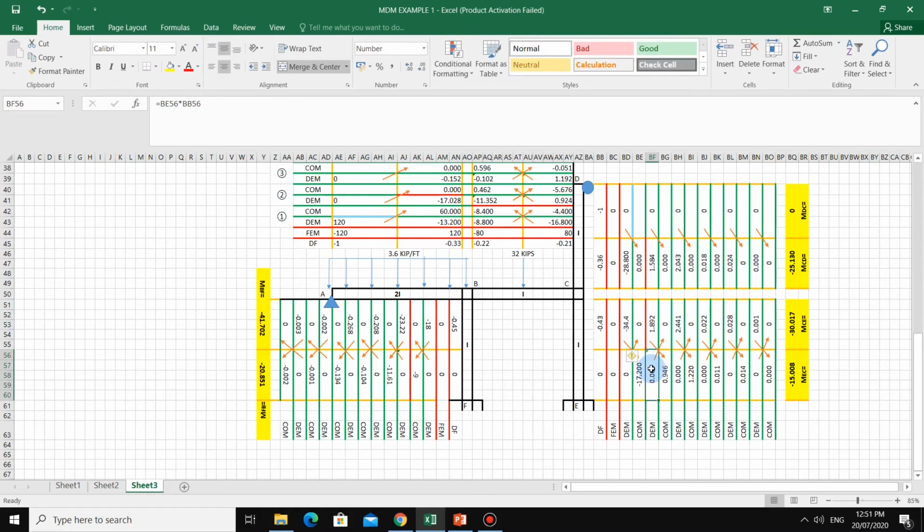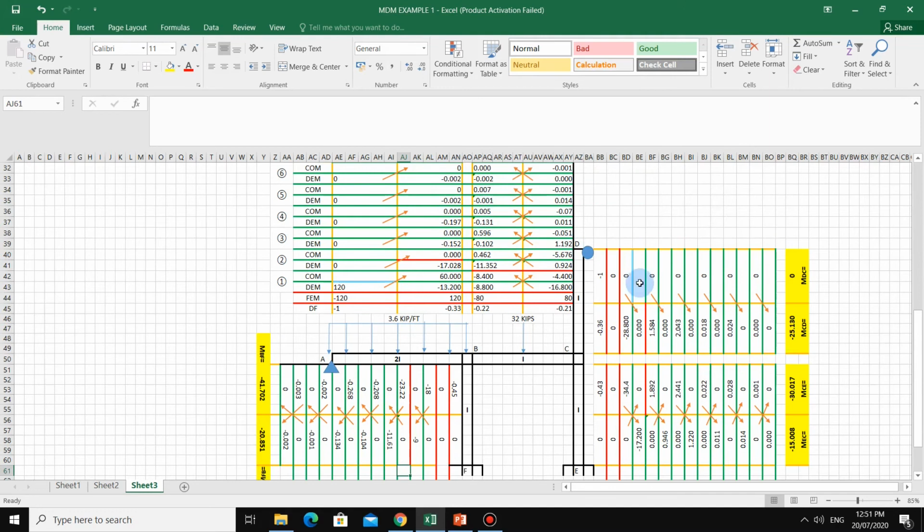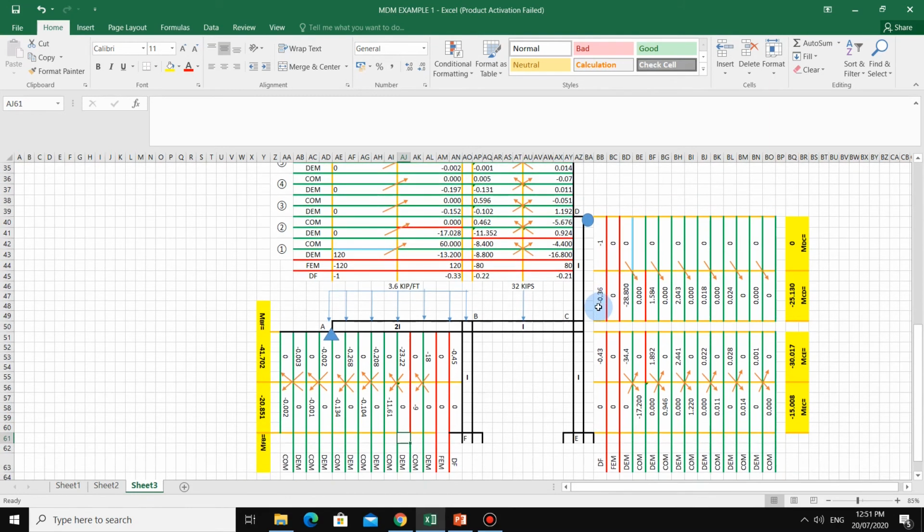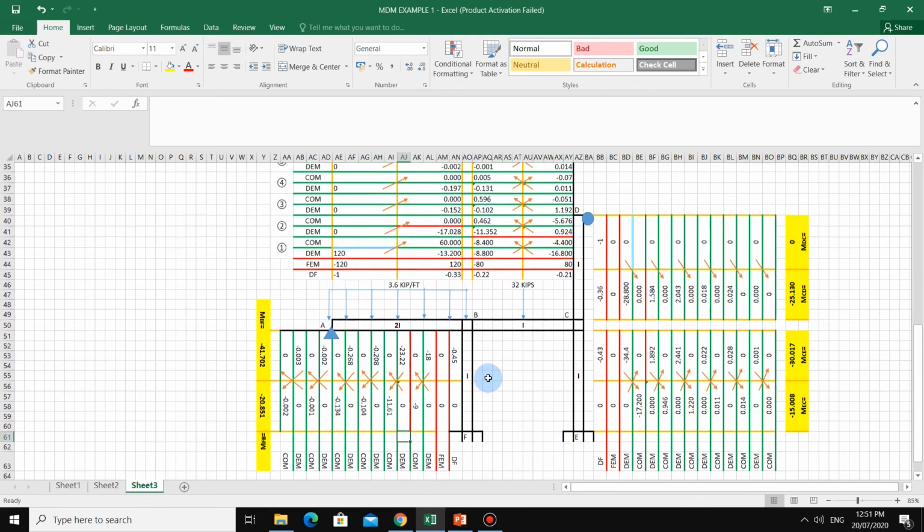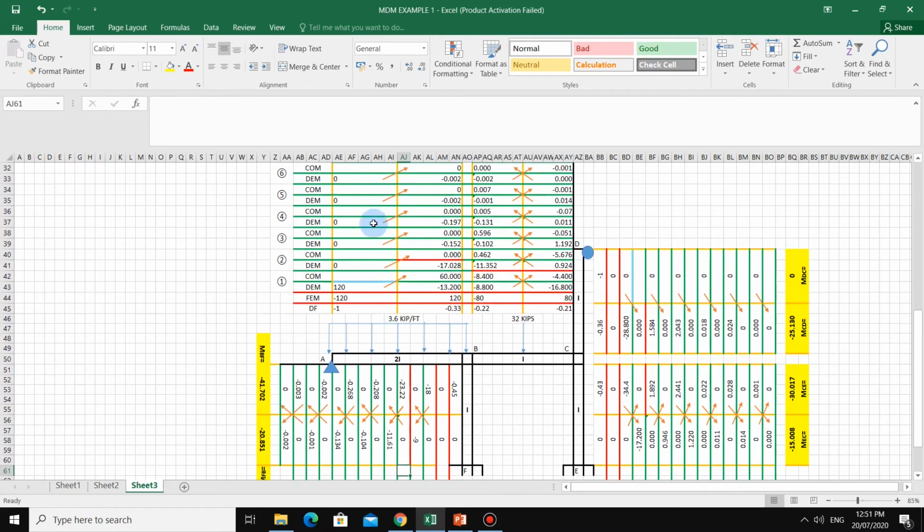Okay? So at joints E and F it is still 0, guys, because they are COM only. What matters there is the COM times the distribution factor. It is the same there, guys. COM times distribution factor, so 0. Since earlier it was locked, guys. It is gone. Okay, so that is for the distributed end moments.